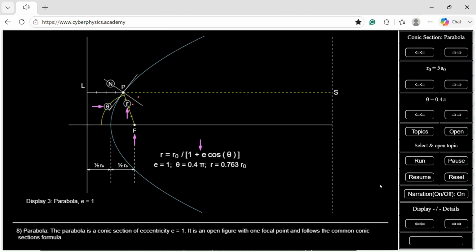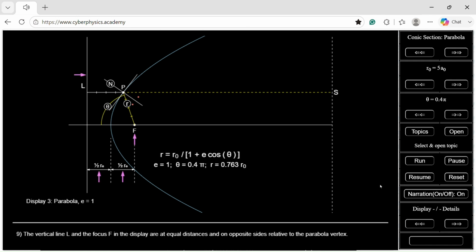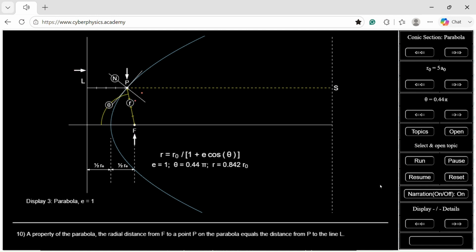The parabola is a conic section of eccentricity E equals 1. It is an open figure with one focal point and follows the common conic sections formula. The vertical line L and the focus F in the display are at equal distances and on opposite sides relative to the parabola vertex. A property of the parabola, the radial distance from F to a point P on the parabola equals the distance from P to the line L.